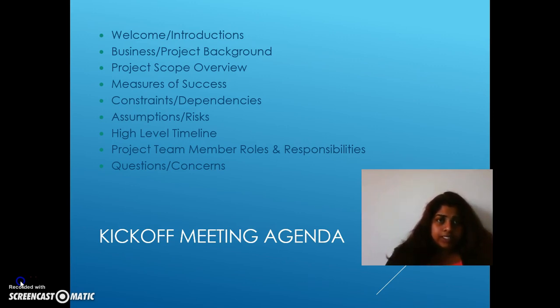Let's see the agenda for today. We have the welcome introductions, and then business project background, and then project scope, measures of success, constraints, assumptions, high level timelines, project team member roles and responsibilities, and then we'll go ahead with the questions. Let's do the introductions.